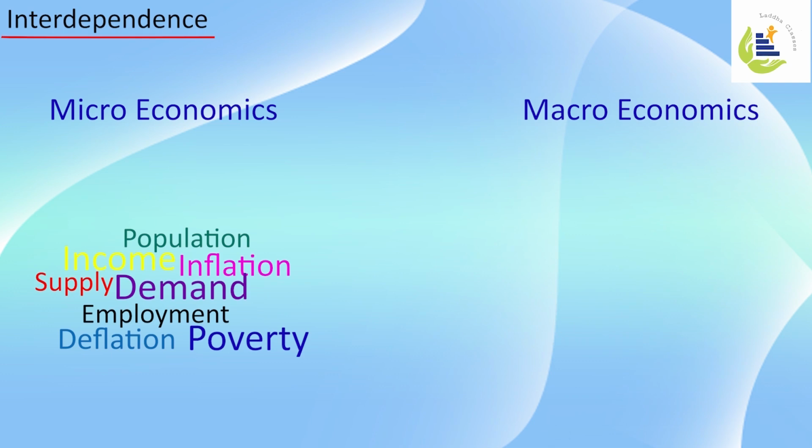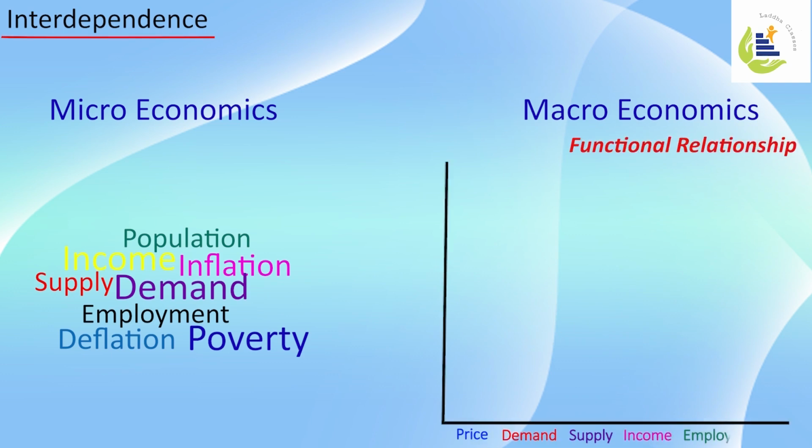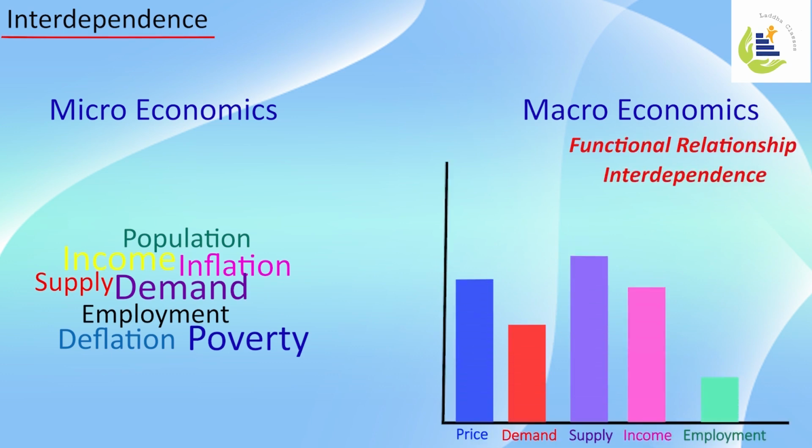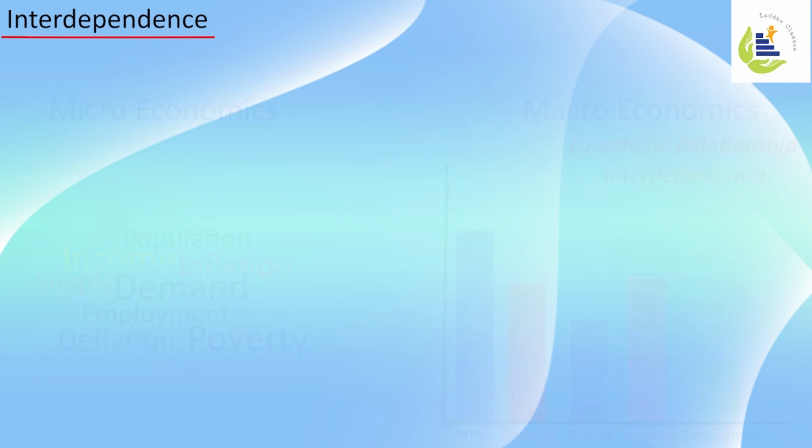So, we try to understand the functional relationship and interdependence of different variables on each other and how changes in one variable affects the other, and then in turn the next one. All these are studied together. Let us take an example.